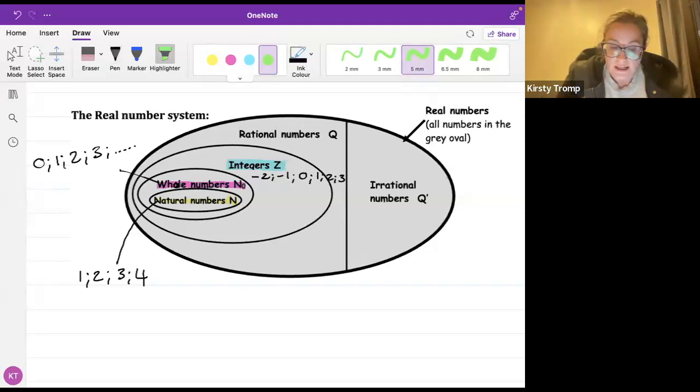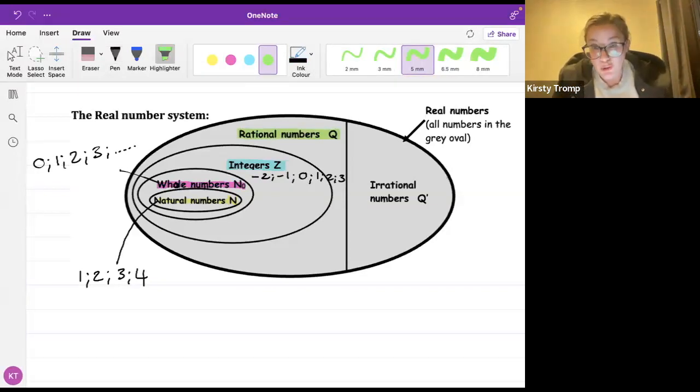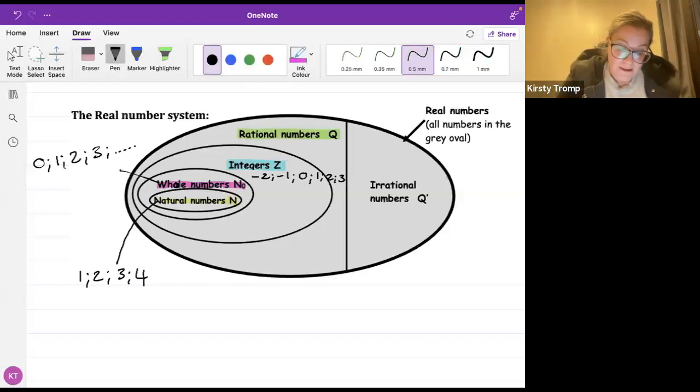Fantastic, well done. The next lot of numbers we get to are rational numbers. Rational numbers are represented by a Q. When I think of rational numbers, to me a rational number is anything that can be made into a fraction. Tammy said it really well there: anything that can be written as a over b. So any number that can be written as a fraction.